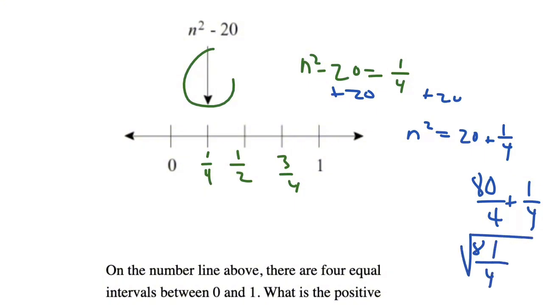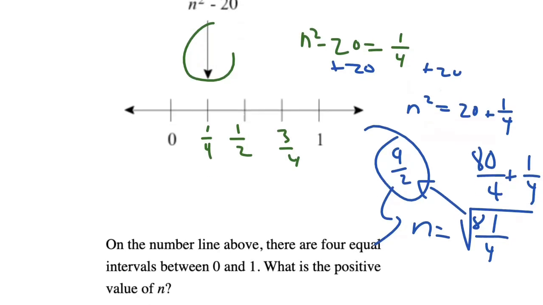So let's take the square root of that so we can find n. So n equals the square root of 81 over 4. And so if we're just taking the square root, we can just take the square root of each number, so that's just 9 over 2 as our final answer for n. And it says what is the positive value of n, and so if we're taking the square root, let's just take 9 over 2 as a positive value of n.